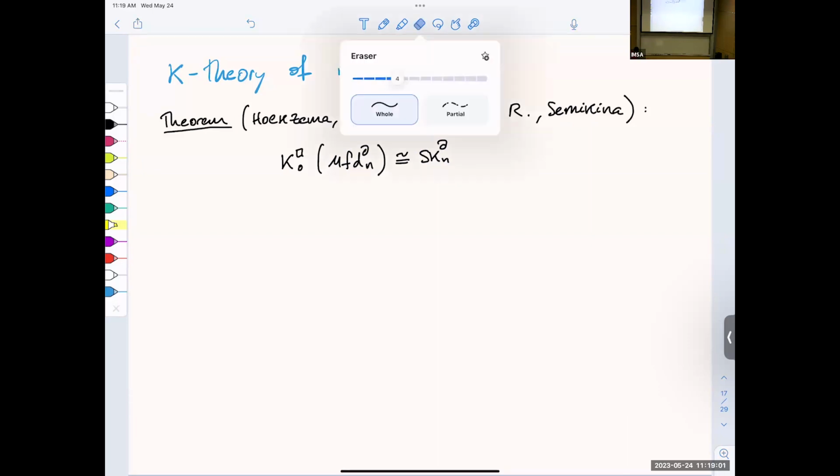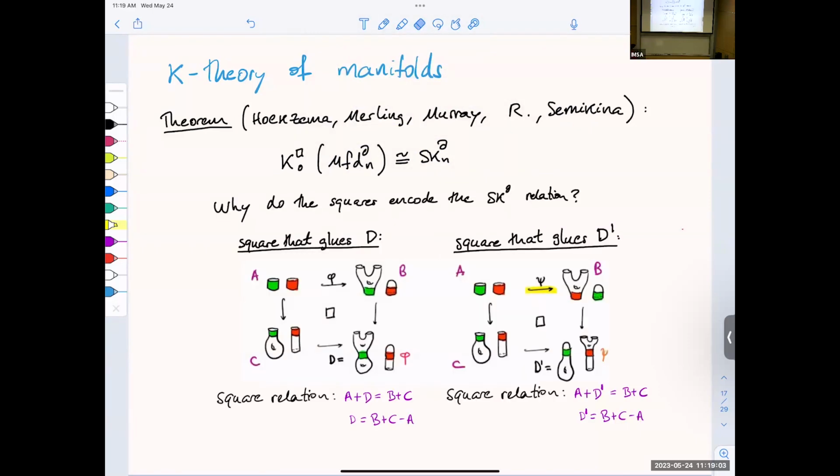Of course, the proof in the paper maybe takes a little longer, but I do want to give you an idea of why that should be the case. Remember that K-naught is just the free group on objects. The objects are now manifolds with boundary, quotiented by the relation of the squares, the two diagonals: A plus D equals B plus C. I want to motivate a little bit why that would give you the notion of cut and paste equivalence in the SK boundary group.